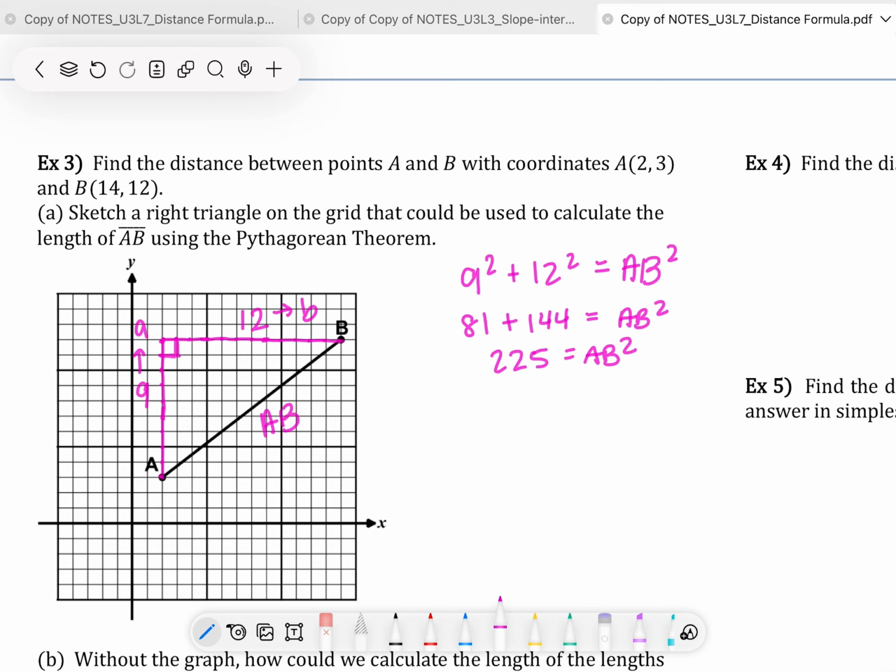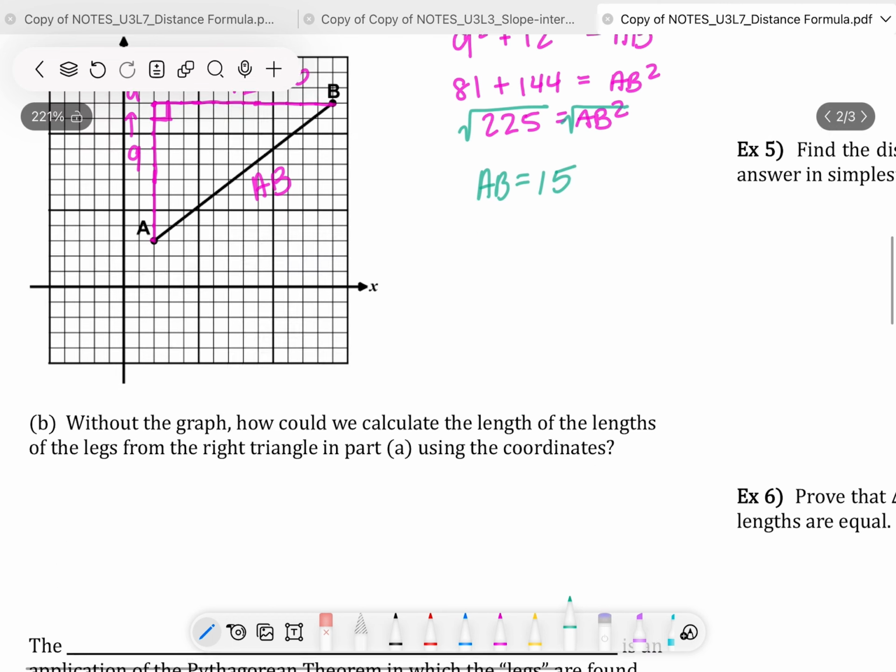And then remember, in order to do the inverse of squaring, you just take the square root on both sides. The square root of 225 is going to be 15 here. It is a perfect square. So 15 times 15 is 225. So our length of AB is 15 units.